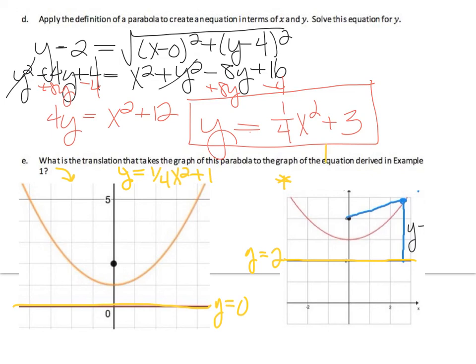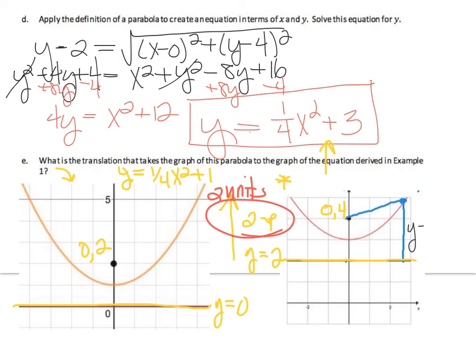And the equation here is given. The focus is (0, 4). The focus there is (0, 2). It looks like my translation is I just went up 2 units. It's a slide 2 units up.